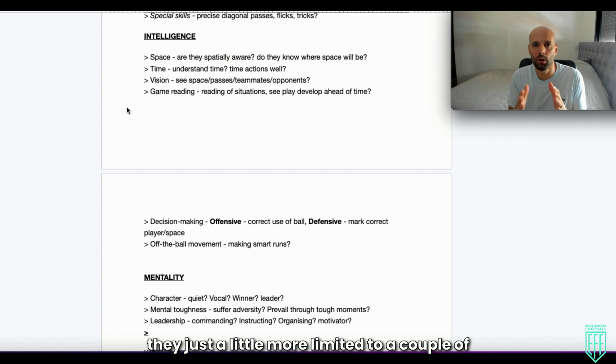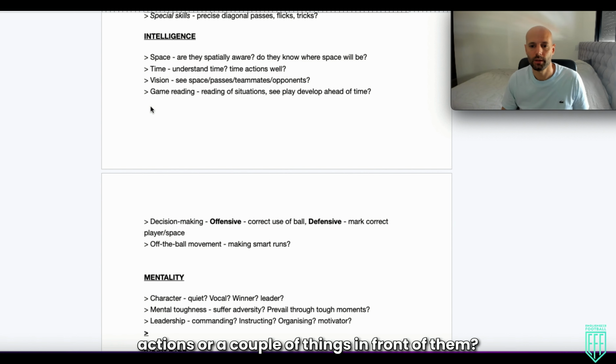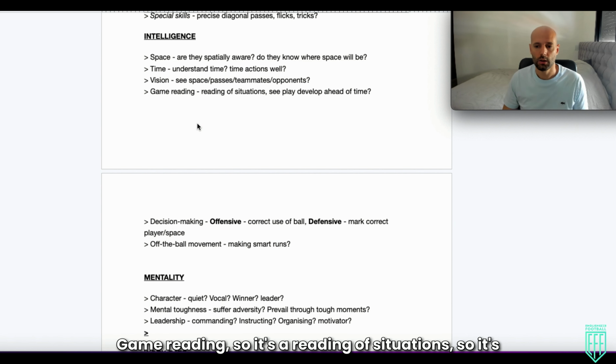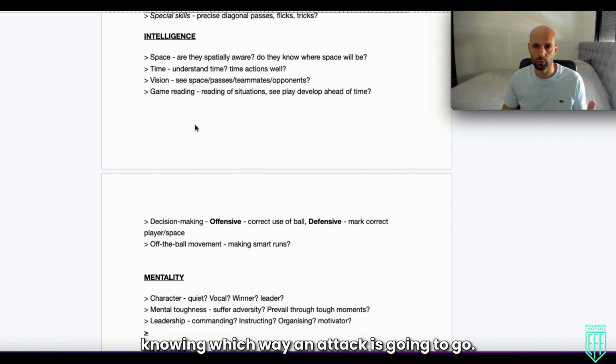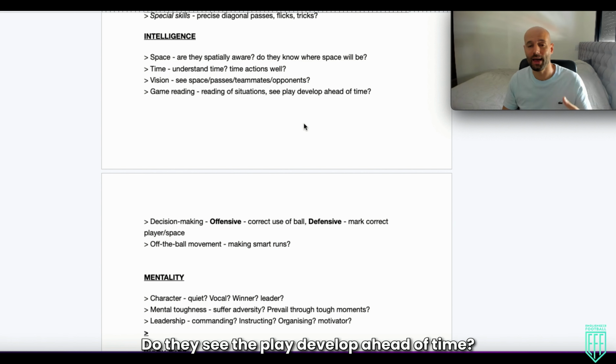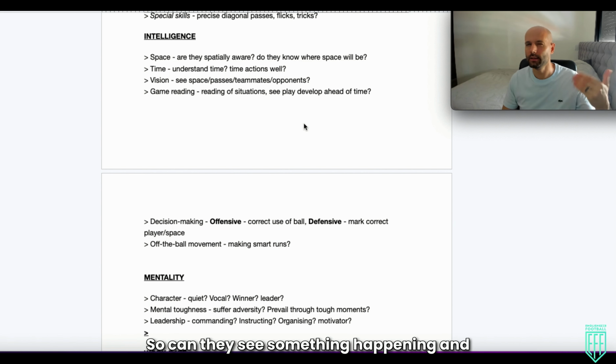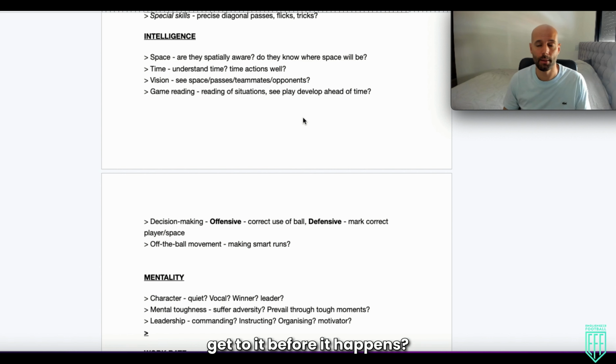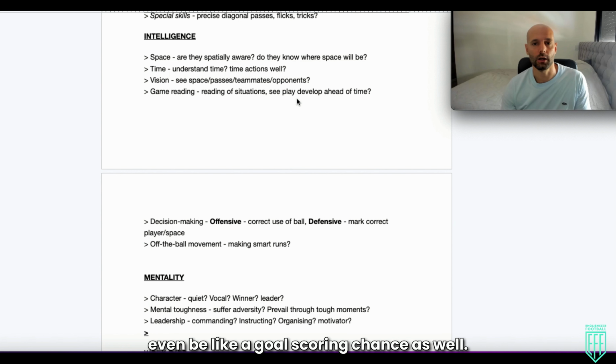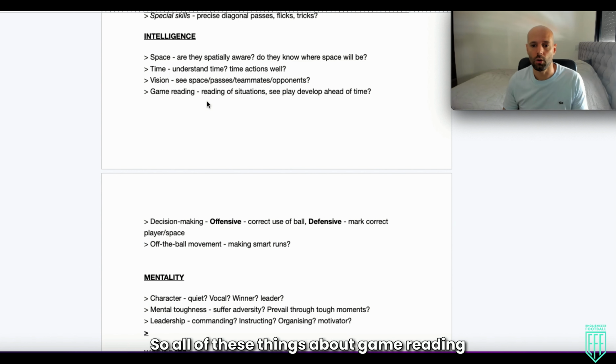Or are they just a little bit more limited to a couple of actions or a couple of things in front of them? Game reading. So it's a reading of situations. So it's knowing which way an attacker's going to go. Do they see the play develop ahead of time? So can they see something happening and get to it before it happens? That could be like a loose ball. It could even be like a goal scoring chance as well. So all of these things about game reading are important.